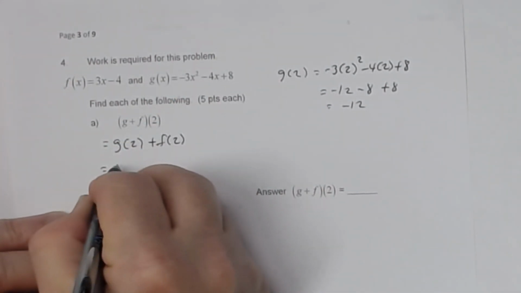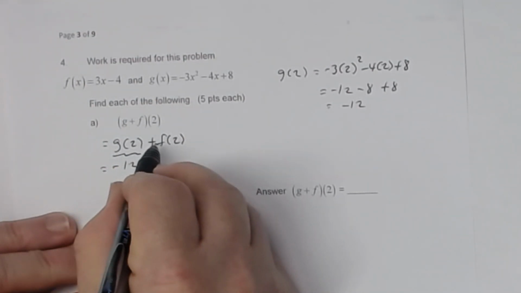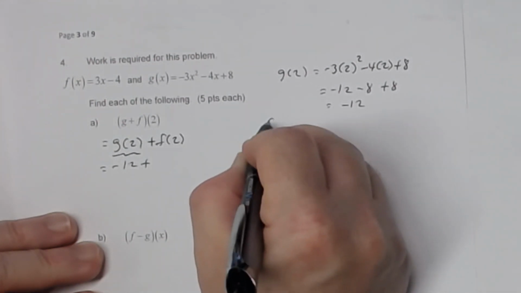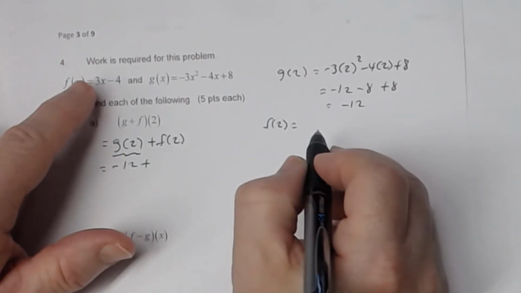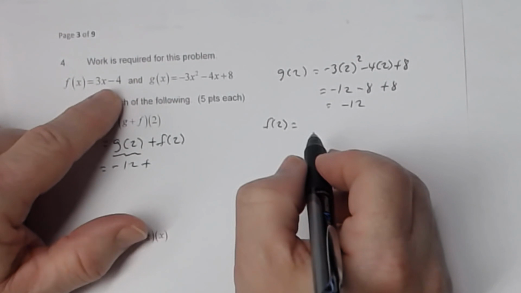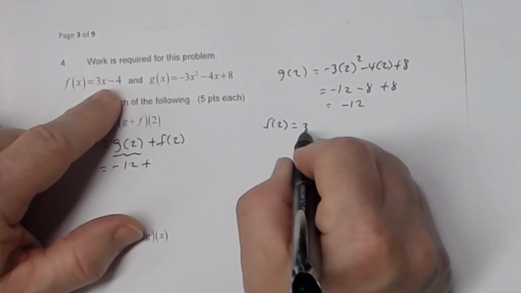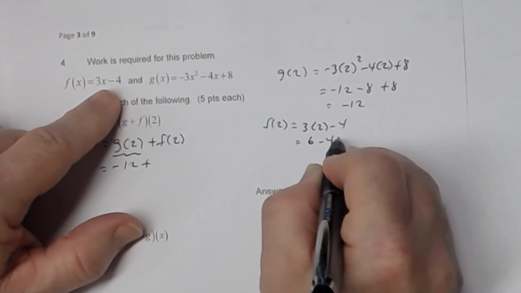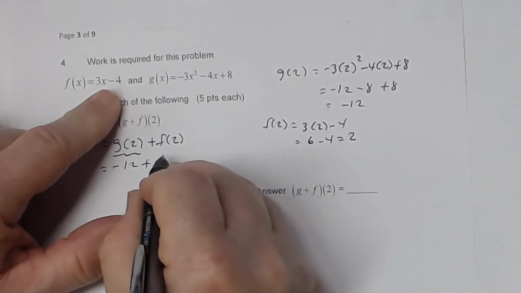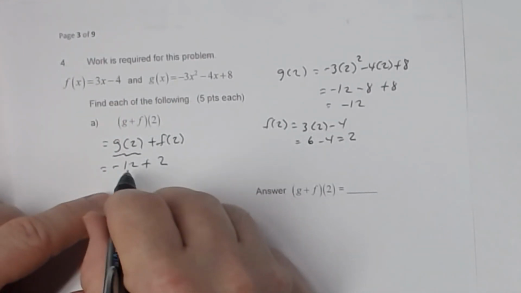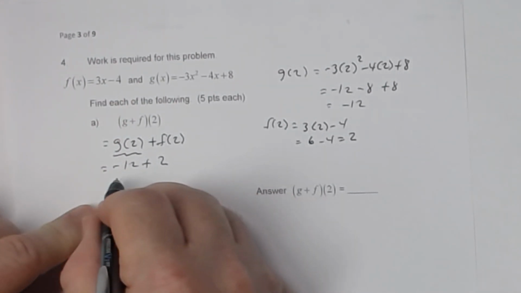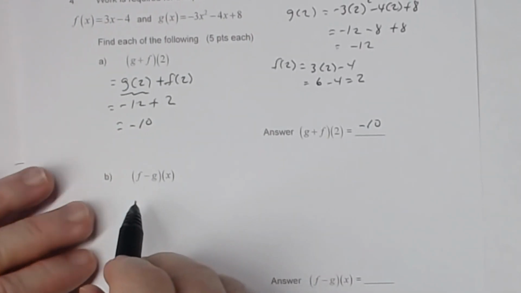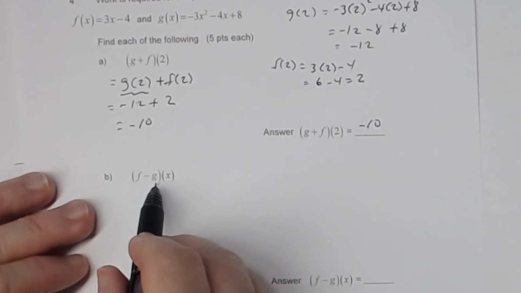So that's going to go here, negative 12. So that's just right here. I'm going to add to negative 12 whatever f of 2 is. So you have to show the work, f of 2. You're going to go to your function f, and wherever you see the variable x, you can substitute 2. So I get 3 times 2 minus 4. 3 times 2 is 6. 6 minus 4 is 2. So that's f of 2. So now I get negative 12 plus 2, which is a negative 10. So that goes here.